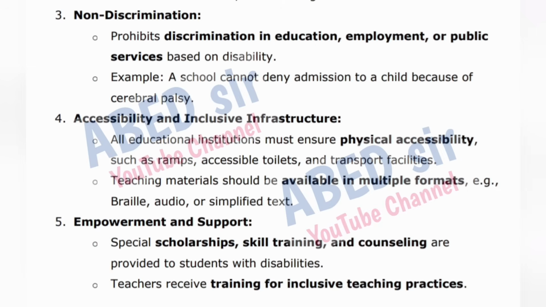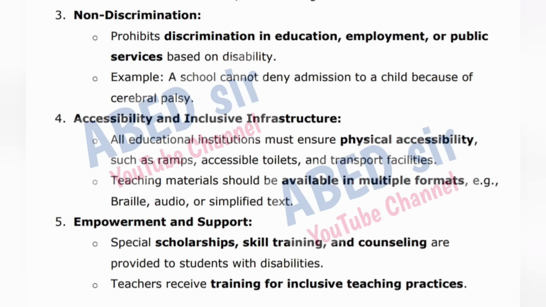3. Non-discrimination. Prohibits discrimination in education, employment, or public services based on disability. Example, a school cannot deny admission to a child because of cerebral palsy. 4. Accessibility and inclusive infrastructure.